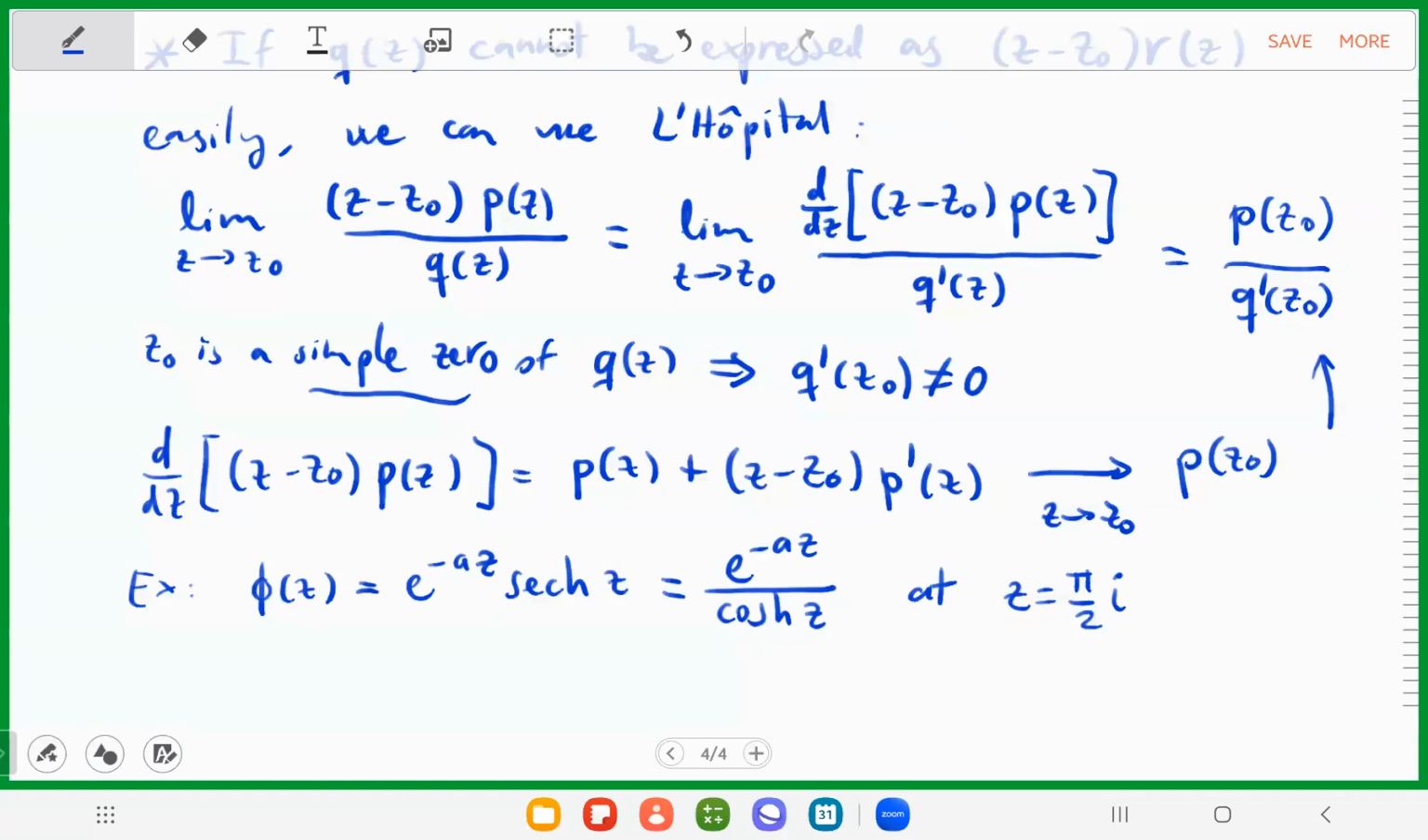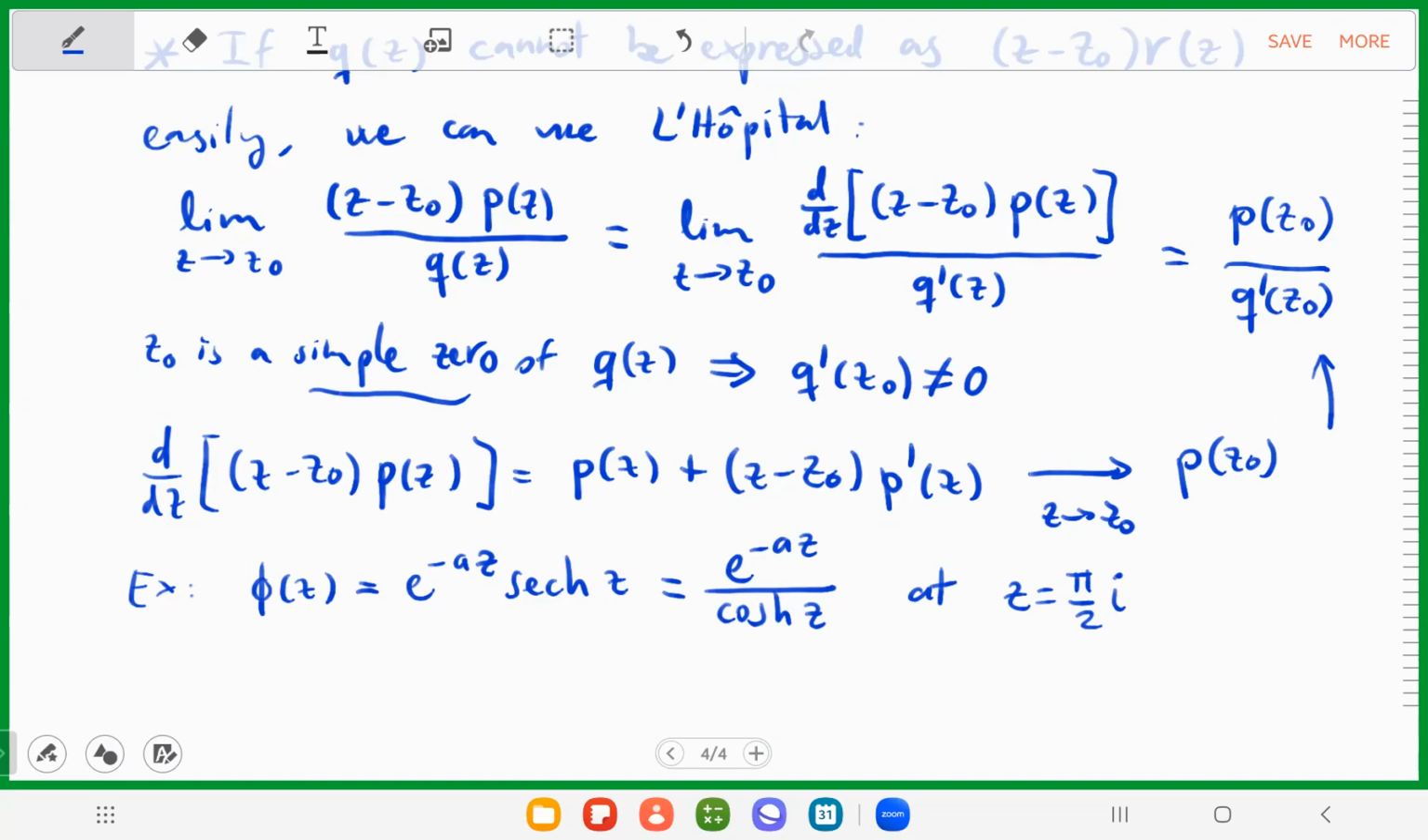And it's very easy to check that it is a simple pole because we can find that it is a simple 0 of hyperbolic cosine. Remember, one easy way to check that it's a simple 0 is to see if the derivative is 0 or not. The derivative of the hyperbolic cosine is the hyperbolic sine. And when you calculate the hyperbolic sine of this, you will find that it is not 0. So yes, this is a simple pole of phi.